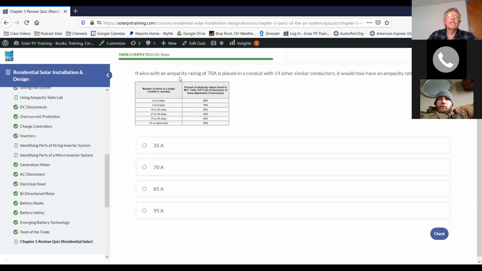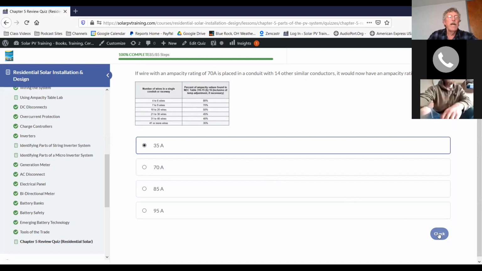All right, if the wire has an ampacity of 70 amps, like the last one, and you put it in a conduit with 14 other conductors, then what would happen? Well, we look in this table and it says if we're between 10 and 20 wires, we have to derate the ampacity by 50%. So we started with 70 amps, derating at 50%, so now it only has an ampacity of 35 amps. And that's due to heat. Because of the heat that builds up due to resistance in a conduit, this is now only going to have an ampacity of 35 amps. So you have to derate your ampacity rating for wire for conduit fill and exposure to heat.